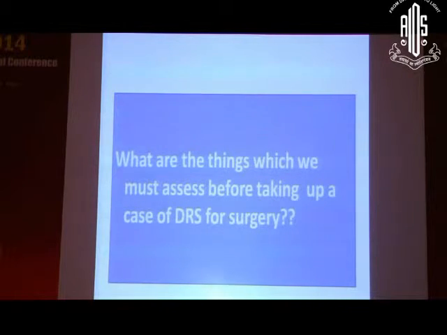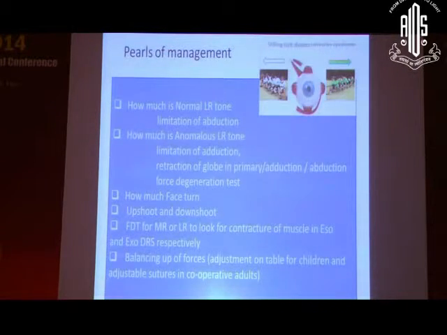Now, what are the things we must assess before taking a case of DRS for surgery? The first thing is we should check for the normal LR. That can be clinically checked by limitation of abduction. And how much is the anomalous LR? That can be checked by limitation of adduction. How much is the retraction of globe in primary, adduction and abduction, and the forced duction test. Now we should also check for how much is the phase turn, upshoot, downshoot. Everything should always be checked for MR and LR to look for the contracture of muscle in esotropia and exotropia. And balancing of the force is very important, especially in children. We can't do adjustable, you can adjust on table, and in cooperative adults, you can of course do adjustable.